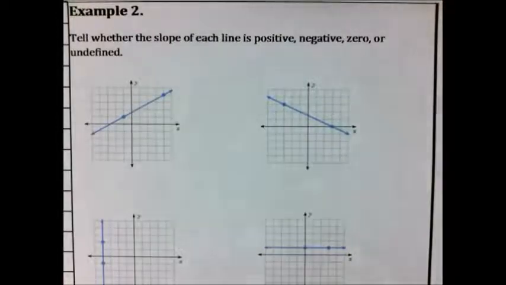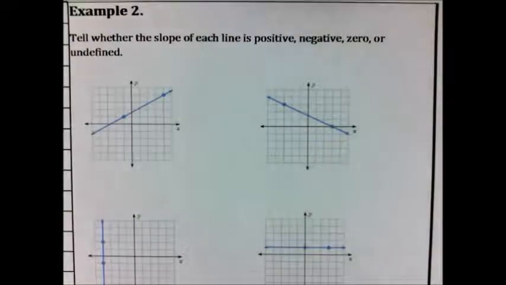All right, example 2 wants us to tell whether the slope of each line is positive, negative, zero, or undefined. If you think about this like going snowboarding or skiing, a positive slope would be going up the hill, so you're traveling up. A negative slope would be one that is going down. Zero slope is completely flat, and undefined is one of those vertical lines, where we cannot tell what the slope actually is because it's just vertical.